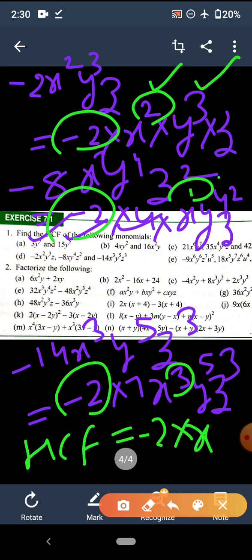Here the power is 3. Here the power is 4. Here the power is 5. So it is y3. The power of z is 1, 2 and 3. So it is z. So you have to take the least power in the variables.